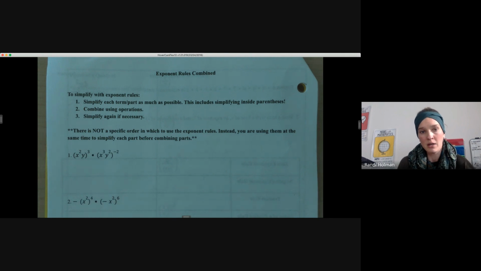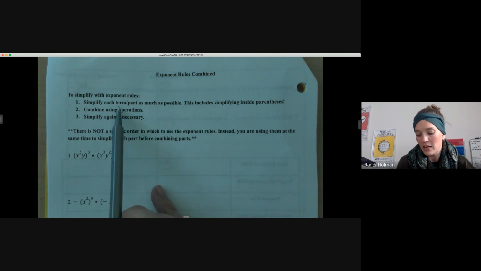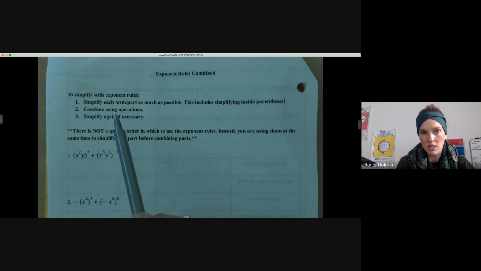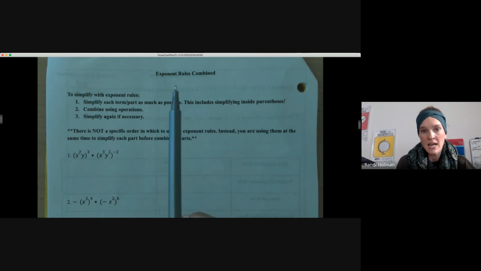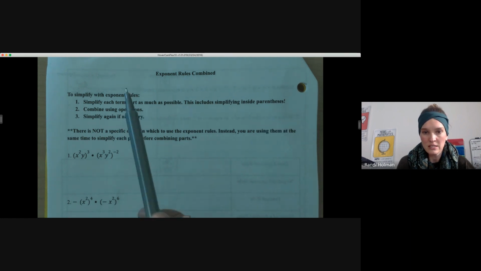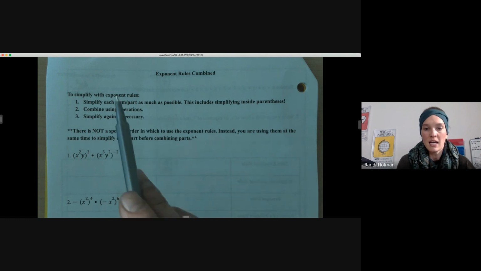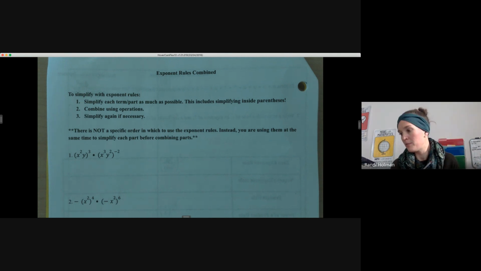But there is a lot of flexibility within that. So try to simplify each part. So if you have some multiplication, division, do that as much as possible, including inside parentheses. Then combine using your operations. So then do the multiplication, division, and continue to simplify if necessary, thinking back to that list that we just talked about. Okay, so that's where these do become a little tricky because it is not just one thing that you have to do first. So when you're taking a look at this, just look at one thing that's not simplified and try and simplify that one thing, and then take a look at what's left.